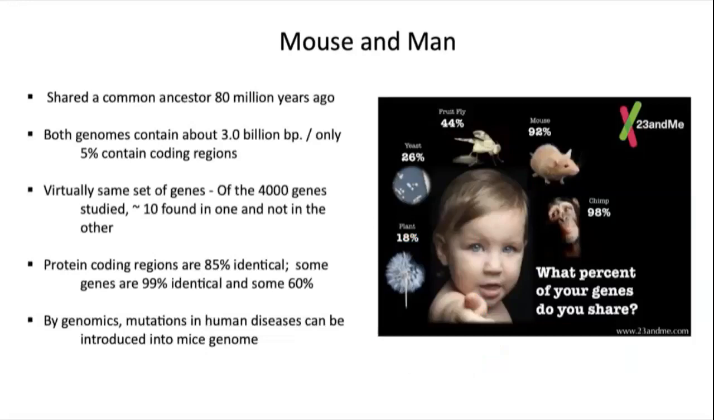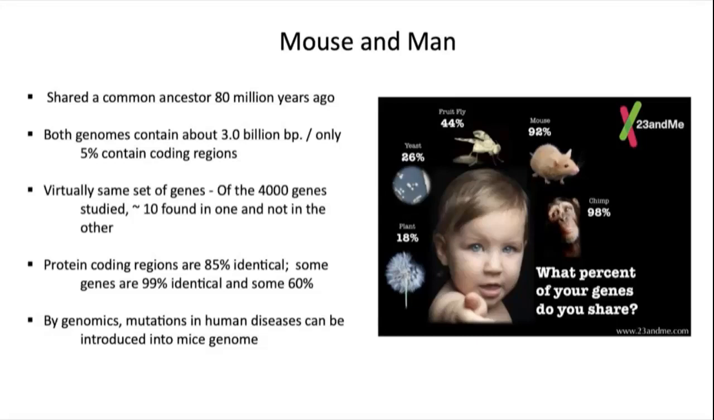Let's look at the genetic relationship between mouse and man, because if you expect the mouse to represent man, there should be similarities at the genomic level, and that seems to be so. For example, man and mouse share a common ancestor in evolution from 80 million years ago, and the genomes of both have about 3 billion base pairs of genomic information. Out of that, only 5% is coding region. In that aspect, both of them are very similar.